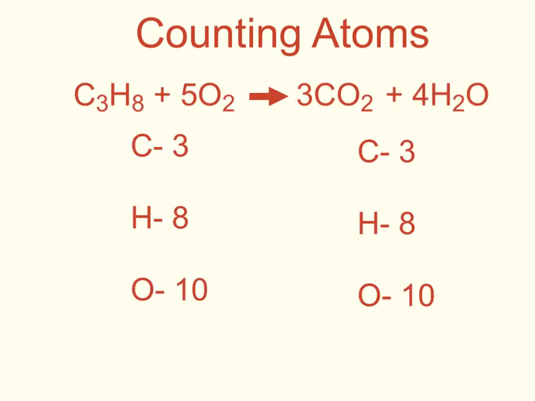Let's take a look at another example that's a little more complicated. If I look at the reactant side of this equation first, I note that there are 3 total carbons, 8 total hydrogens, and 10 total oxygens. The 10 comes because there's a coefficient of 5 and a subscript of 2. So we multiply the 5 times the 2 to get 10 total oxygens.